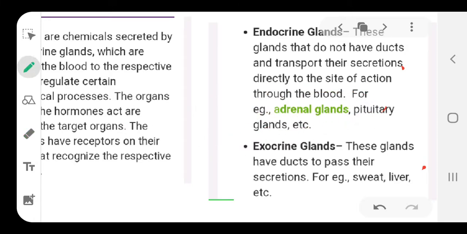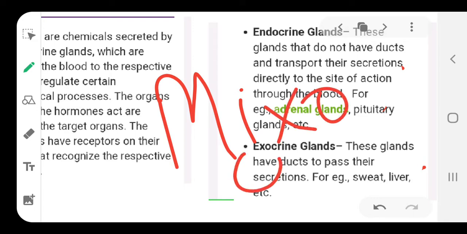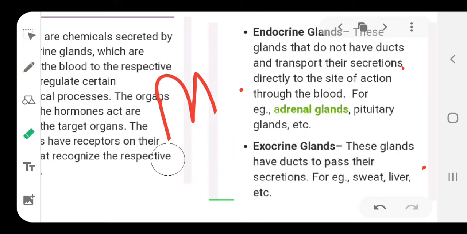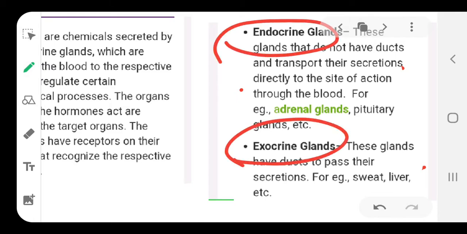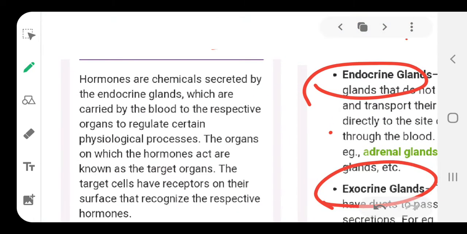The third one we will study in due course of time is called the mixocrine gland. As the name suggests, some of you may know what it could be. So let us wait and watch for that. For now you should know that we have two main types here, endocrine and exocrine. What do they secrete? As we know, they secrete hormones.